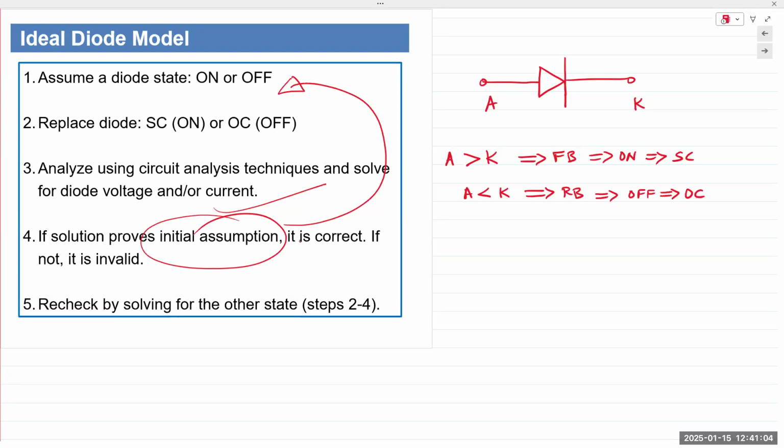So if it doesn't work, then you solve for the other state. You repeat until your answers match your assumption.